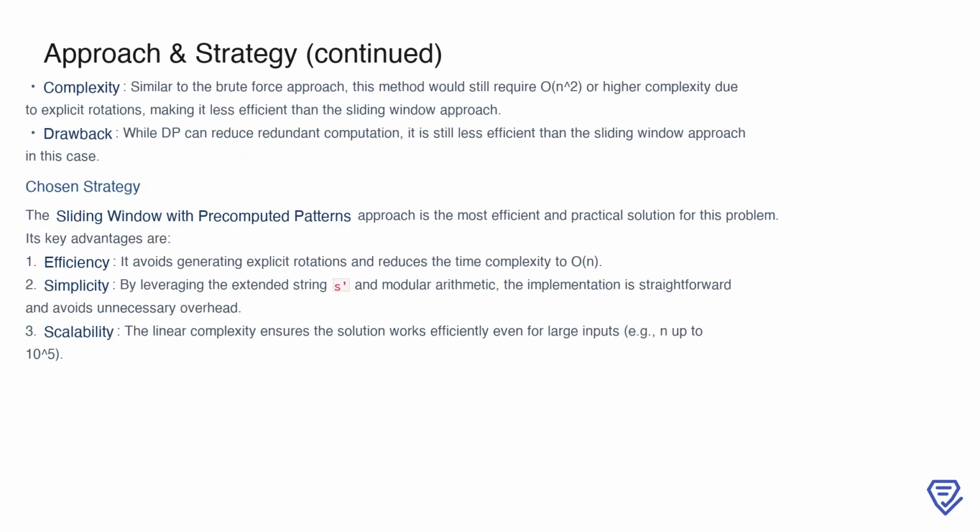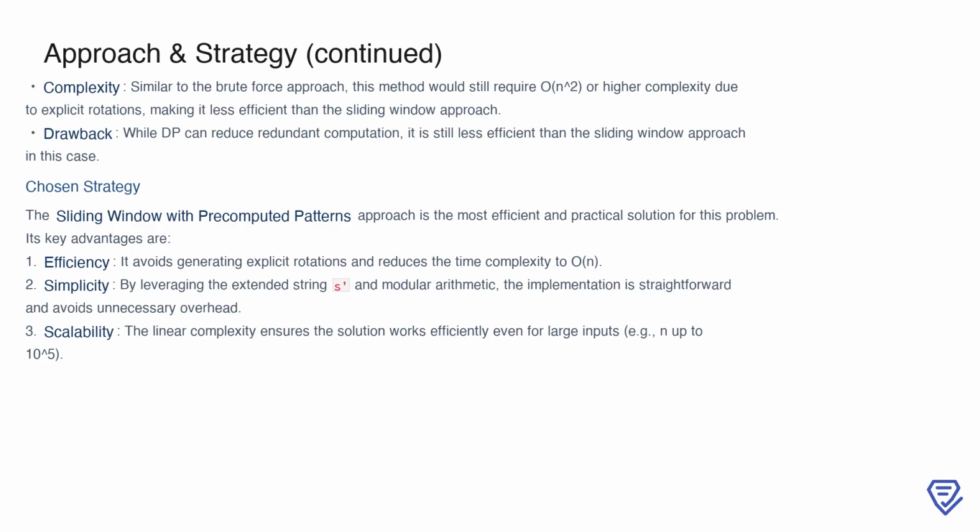While dynamic programming can sometimes optimize problems involving rotations, it is less efficient in this context compared to the sliding window approach. Using dynamic programming, we might attempt to track the minimum flips needed for each rotation by storing intermediate results in a DP table. However, this method still requires explicitly iterating over all rotations, which results in a time complexity of O(n squared), or worse. This makes it less practical for large strings.